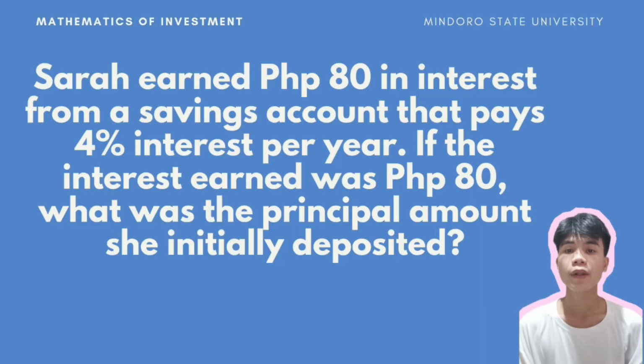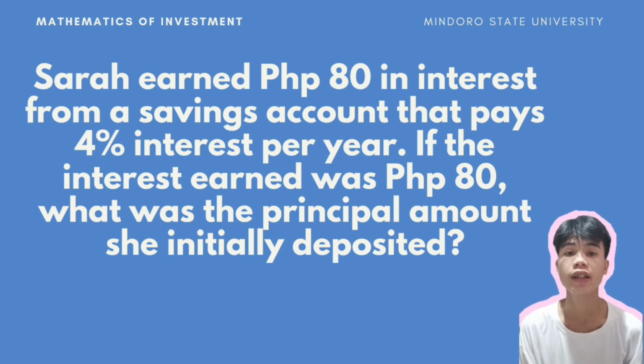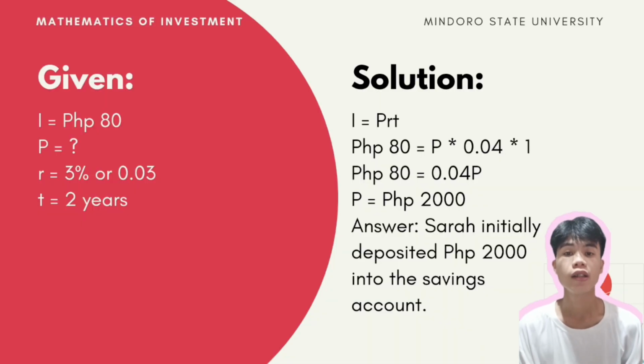The next example is Sarah earned 80 pesos in interest from a savings account that pays 4% interest per year. If the interest earned was 80 pesos, what was the principal amount she initially deposited? To solve this, let's identify the given first. I is 80 pesos. P is unknown. R is equal to 3% or 0.03. And time is 2 years.